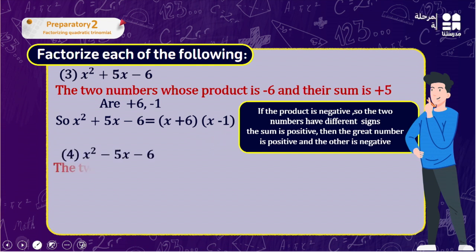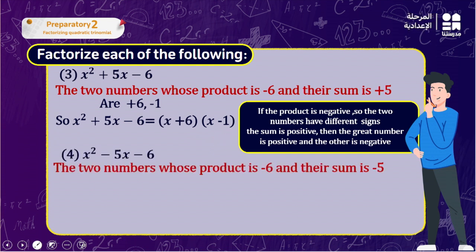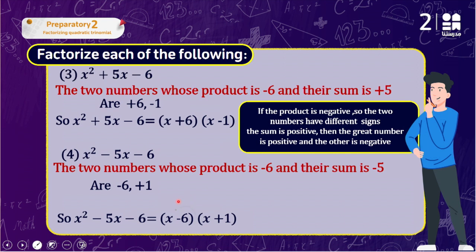Another one. Yes. We need two numbers. The product of them is negative 6, the last term, and their sum is negative 5, as you see. So it will be negative 1 plus 6, and this is the result of the factorization. Okay.